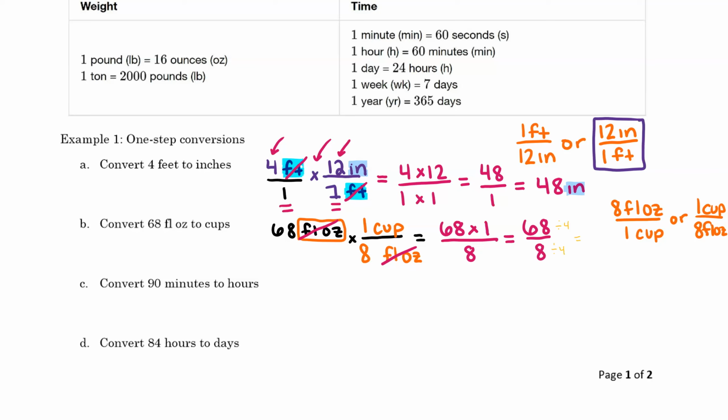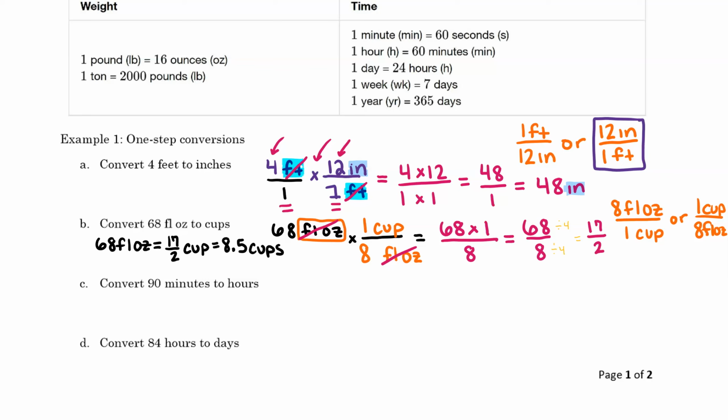Make that math a little bit easier. So 68 divided by 4 is 17, and 8 divided by 4 is 2. So I would say that 68 fluid ounces is equal to 17 halves cups. Or if I do that math, I get 8.5 cups.